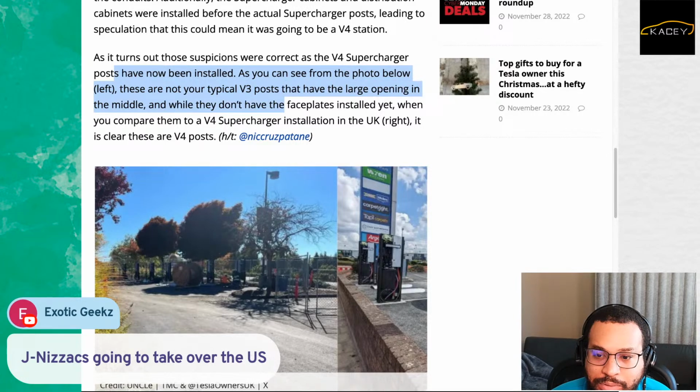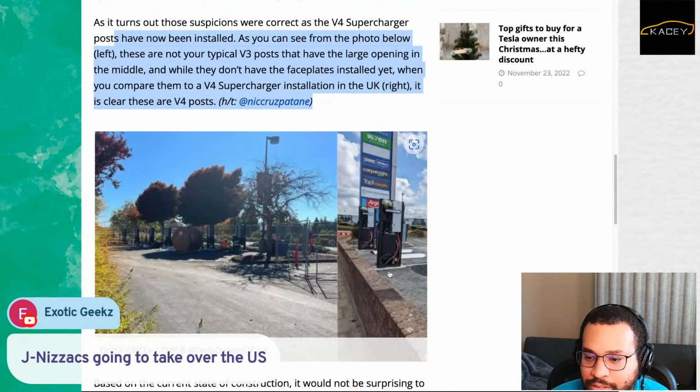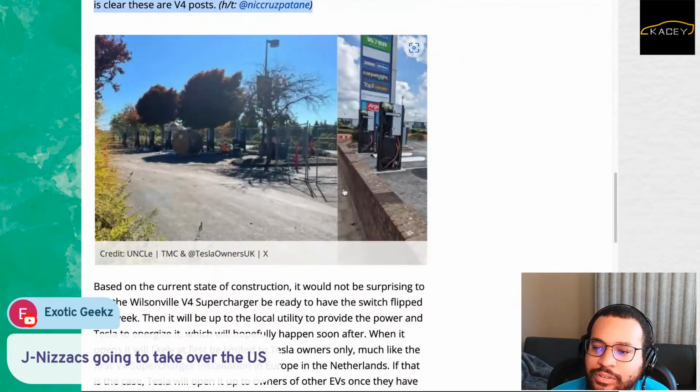You can see from the photo below on the left, they are not your typical V3 posts that have a large opening in the middle, and while they don't have the faceplates installed yet, when you compare them to a V4 supercharger installation in the UK on the right, it's clear these are V4 posts. So here's a UK V4 pedestal that's not had the faceplate installed yet. And then there's the ones they're putting in Oregon.